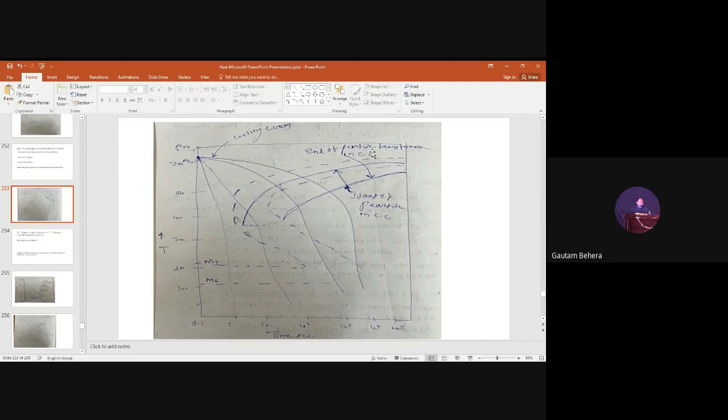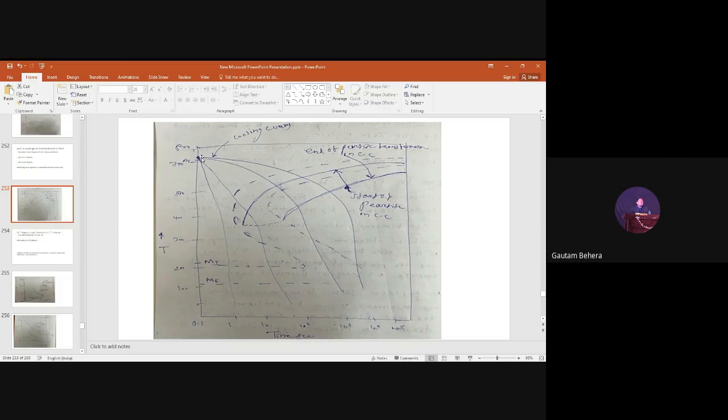You can erase all this dotted line. You can draw this line only. Only this solid line can be drawn. These two diagrams, these two curves, I have drawn just to explain you the difference. That's all, to distinguish the TTT and CCT.